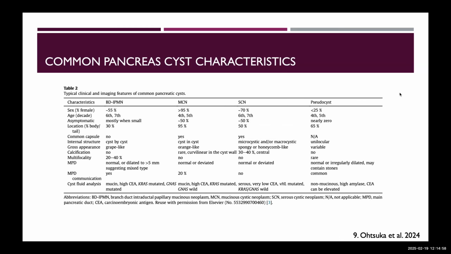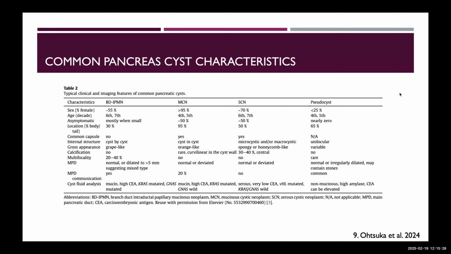So branch duct IPMNs most commonly occur in female individuals in their 60s and 70s. They tend to be small. Patients tend to be asymptomatic. They tend to be grape-like, so they can be multicystic. They can be multifocal, and they can involve the main pancreatic duct and cause pancreatic ductal dilatation. So they are contiguous to the main pancreatic duct, which is a hallmark feature of IPMNs.